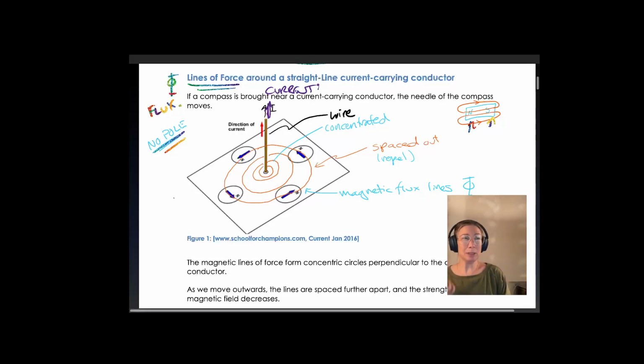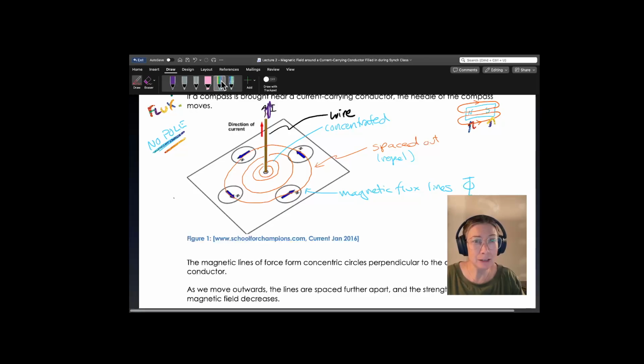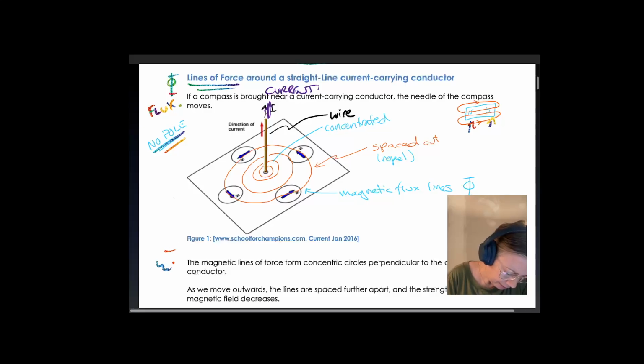When the current is released, the magnetic field collapses. But when the current is flowing, this is what the magnetic field looks like. The magnetic field looks like concentric rings around the current carrying conductor. And as they go further away in space, they get more and more spaced out.